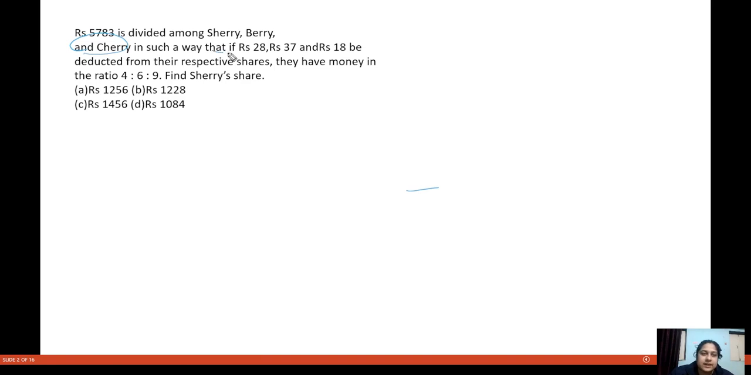Look at this. It is saying rupees 5783 is divided among Sherry, Berry, and Cherry in such a way that rupees 28, rupees 37, and rupees 18 be deducted from their respective shares. They have money in the ratio 4 is to 6 is to 9. Find Sherry's share. So let us do this question.